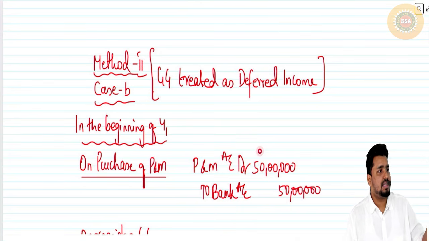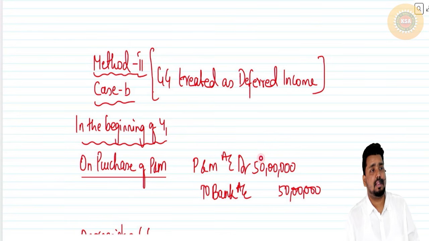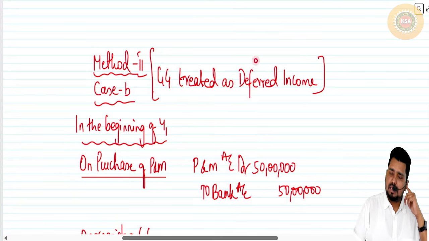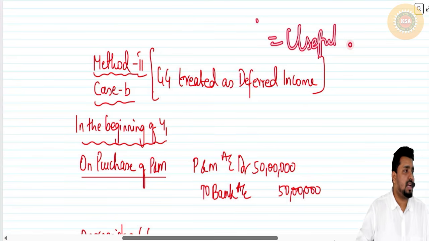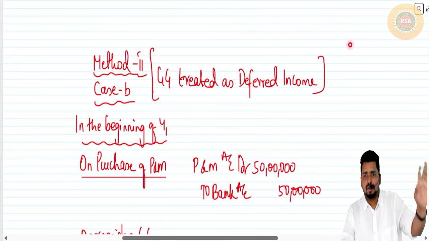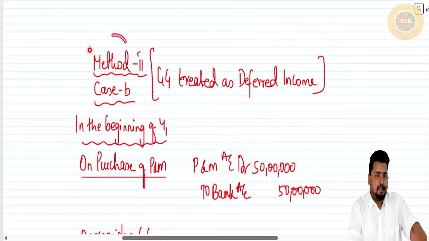What condition? Use it till the useful life. Or else they will send a love letter. What happens if you are not using the asset for the purpose for which you have got it? Then they will ask for a refund. So there is always an implied condition: you have to use it till the useful life, or any other specific condition given by the government. Clear? Method number 2 is what?